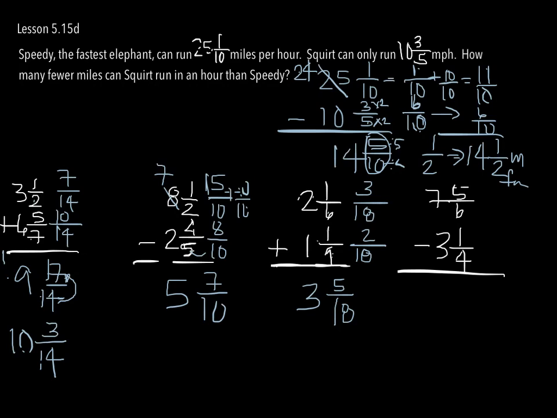All right, our final problem, 7 5/6 less 3 1/4. We're going to figure out where those two meet. And when we figure out where those two meet, we're going to find out that it's 12.